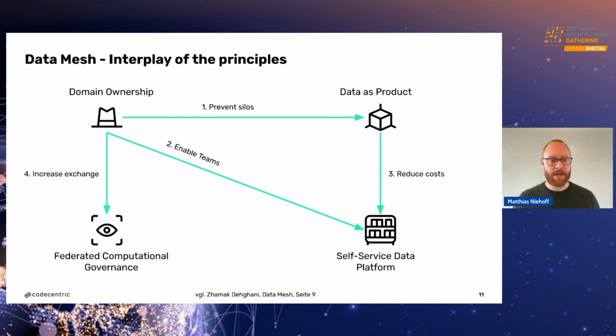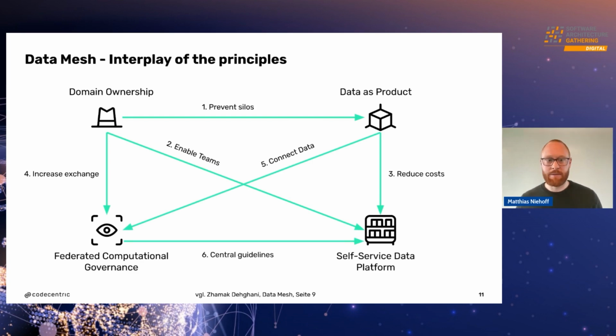We increase the exchange by having standards between the domain ownership and to connect data. And the central guidelines also flow into the self-service data platform, where they are implemented and maybe even enforced. So this is the general idea of data mesh. It's not a data mesh talk. There are plenty of them outside, I guess.